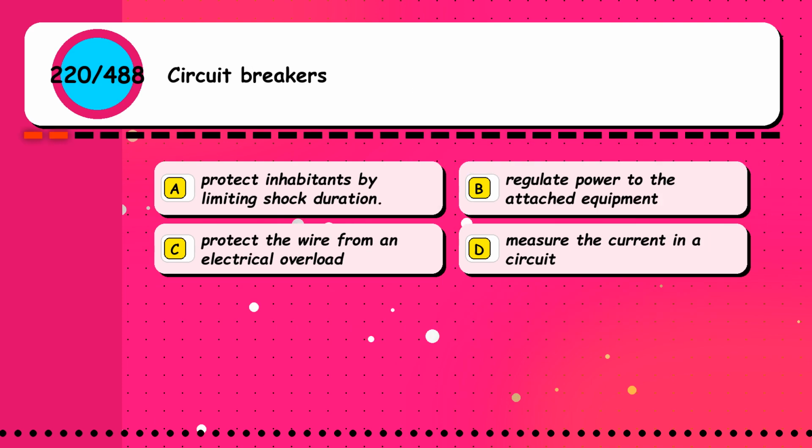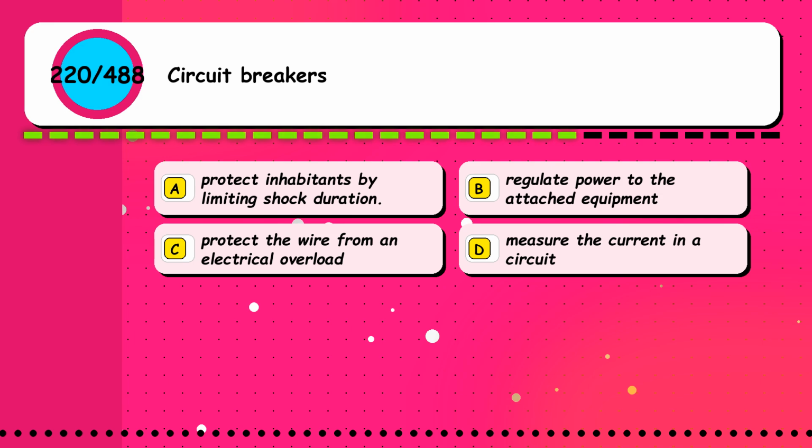Question 220. Circuit breakers. Option A, protect inhabitants by limiting shock duration. Option B, regulate power to the attached equipment. Option C, protect the wire from an electrical overload. Option D, measure the current in a circuit.